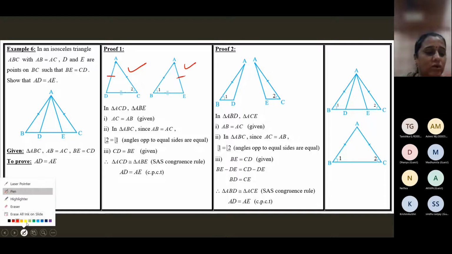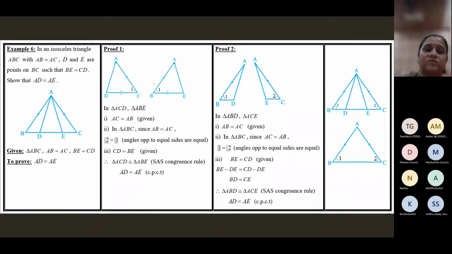Now let's prove that they are congruent. First I've marked off the information given. What are we given? We are given that BE is equal to CD. So I've marked here BE is equal to CD. And then we are also given that AB is equal to AC. So I've marked that AB is equal to AC. These two sides are equal.